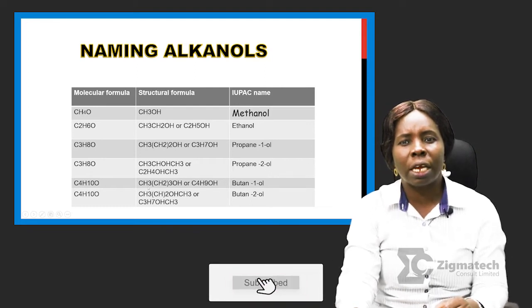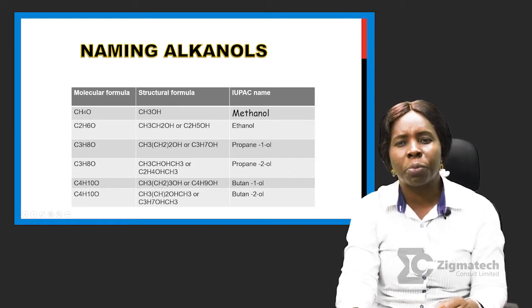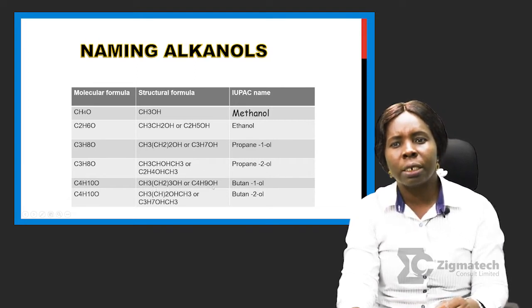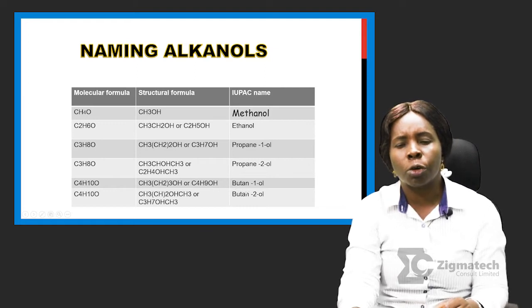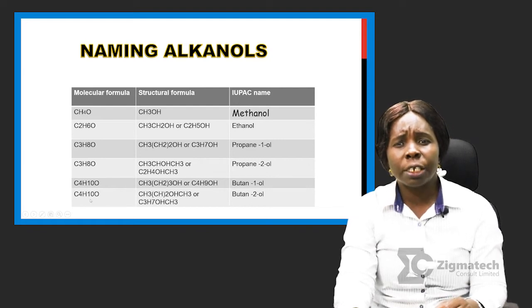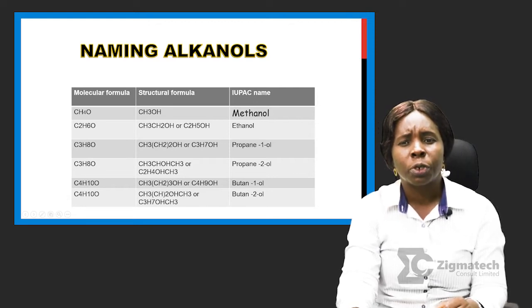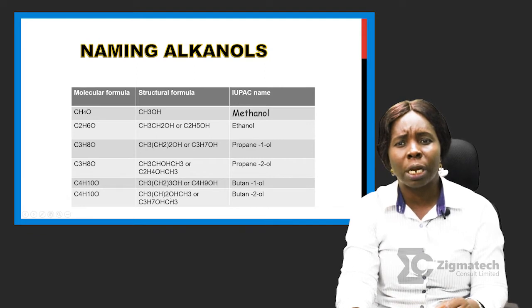We have another one, C4H10O, which we can break into CH3CH2CH2CH2OH, and that is butanol, butan-1-ol. Now we have C4H10O, where we can change the position of the hydroxyl group to the 2nd carbon atom.